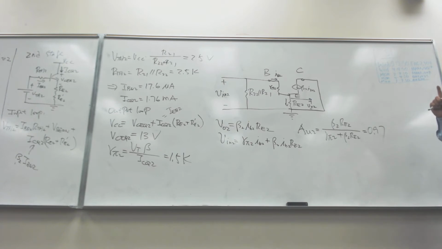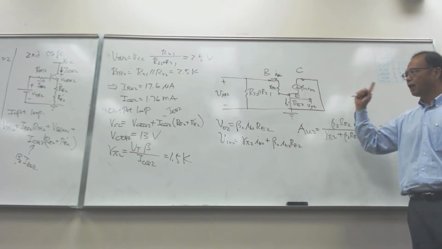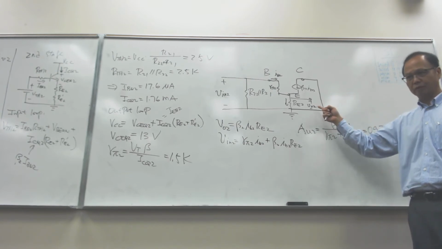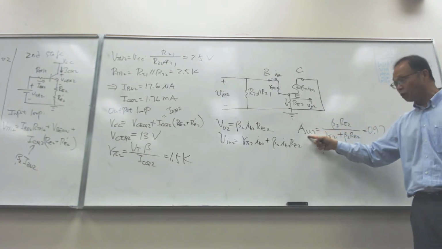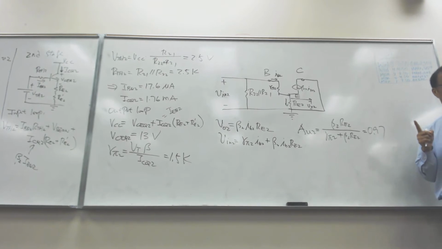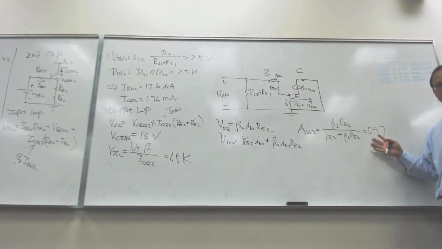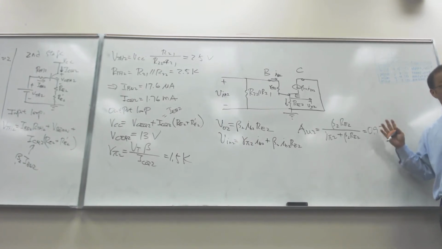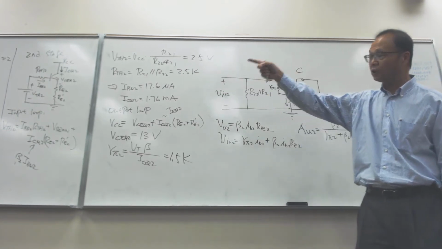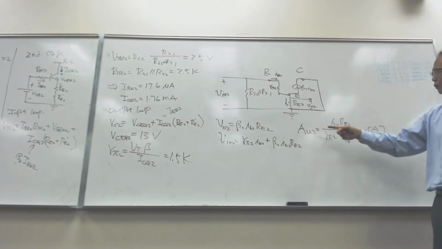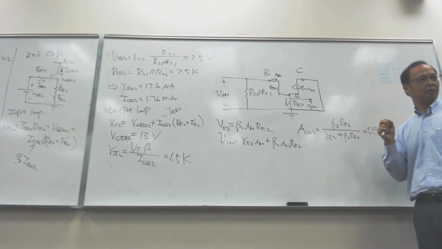By the way, you need to recognize that the second stage is a common collector amplifier. When you have a common collector amplifier, A sub V is always smaller than 1. So at the end, if you get the value of A sub V to be larger than 1, then you know something is wrong. You need to go back. For the common emitter, if you look at the circuit again, the first stage is the common emitter. For the common emitter, the A sub V is always larger than 1.